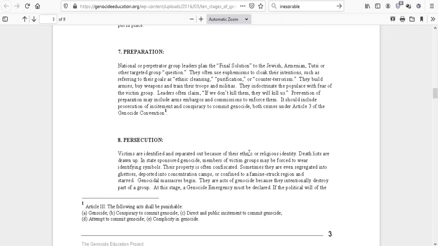And then we got persecution. Victims are identified and separated out because of their ethnic, religious identity. Death lists are drawn up. In state-sponsored genocide, members of victim groups may be forced to wear identifying symbols, which will be when it comes to the needle thing. We're all supposed to wear a mask, right?